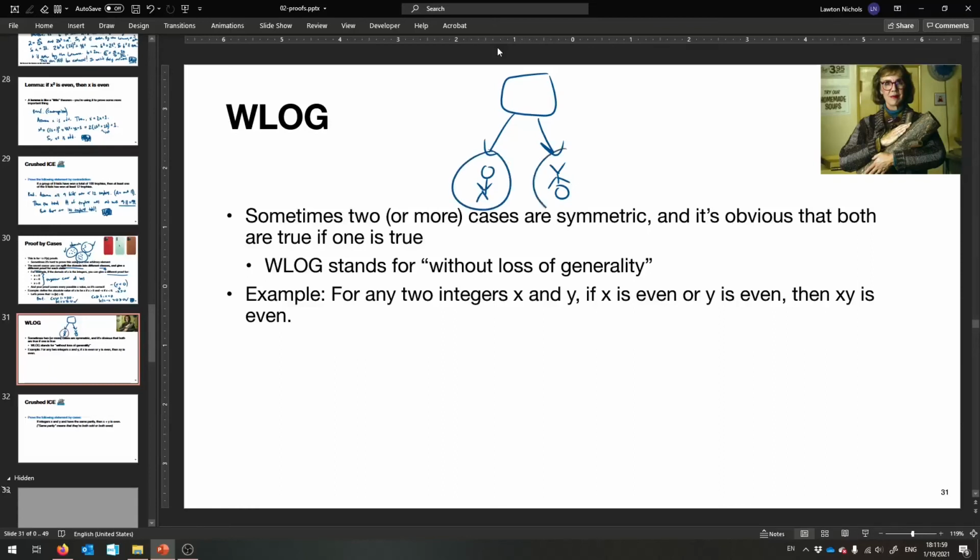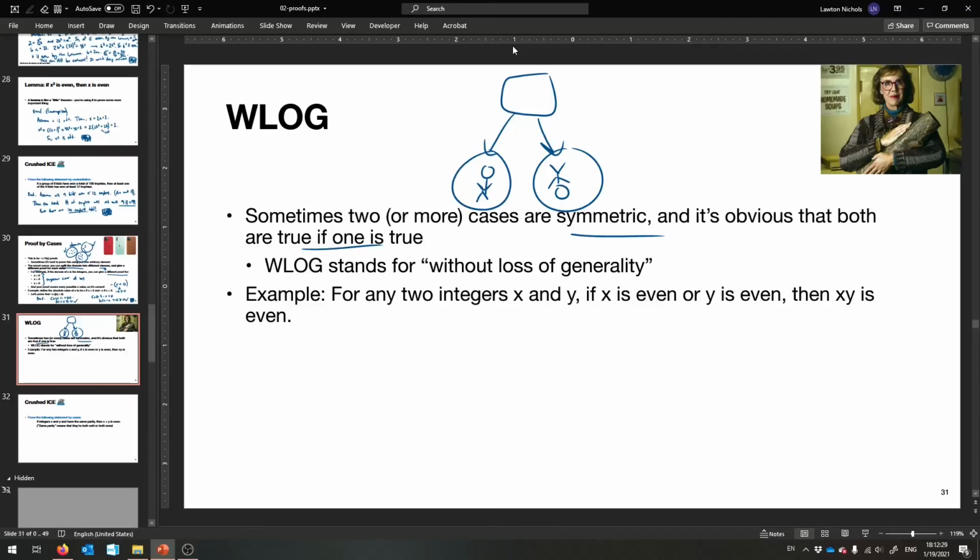So usually, you don't want to give the second side because it's so obviously the same as the first, just slightly different. And so we just say, without loss of generality, I'm going to prove this side, and you can figure out that the other side is easy to do if you ever needed to do it. It's exactly the same. So if you have two or more cases that are symmetric like this, it's sometimes obvious that they're both true if just one is true.